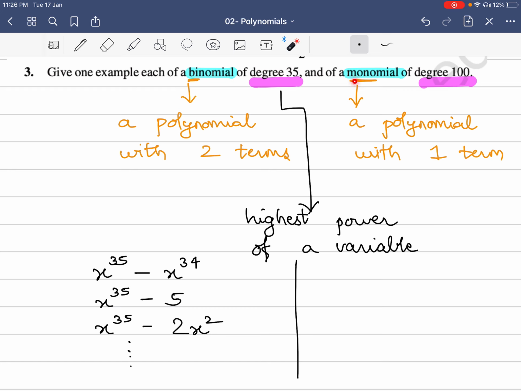The next one says we want a monomial of degree 100. So this is simpler than the previous question because a monomial has only one term. So we are just going to say x raised to 100. That's it. There cannot be any more possibilities. The only thing you can do is change the variables. Maybe you can say y raised to 100 or z raised to 100. But it's a monomial, so it will have only one term and the degree is 100. So here the degree is 100. So this is the answer for problem number 3.